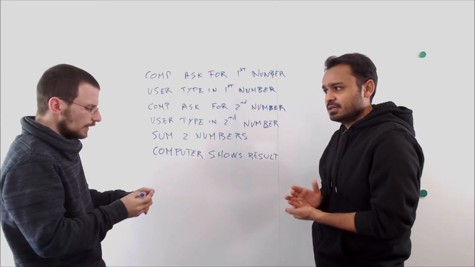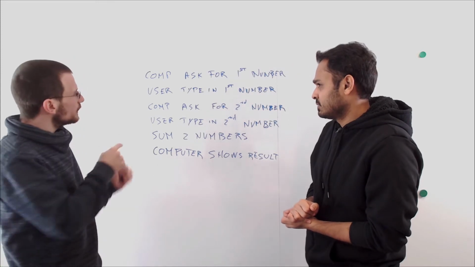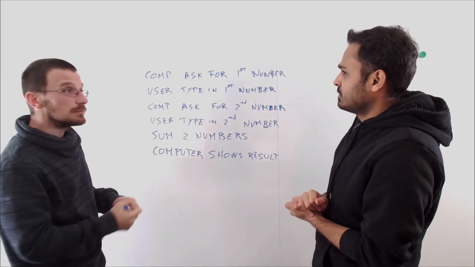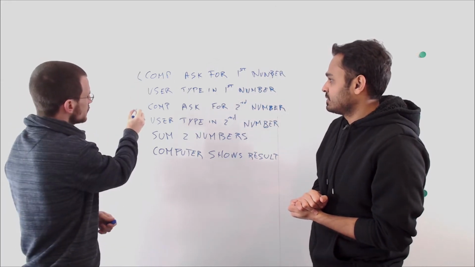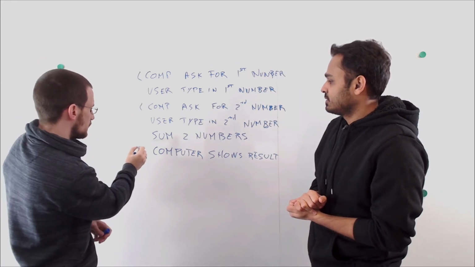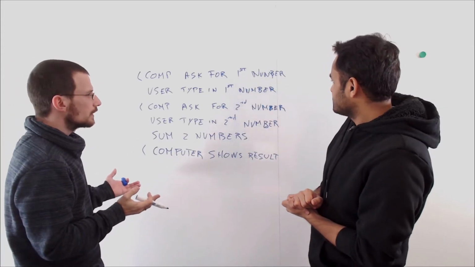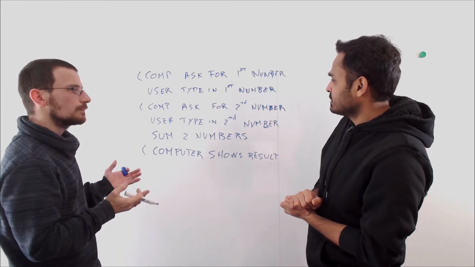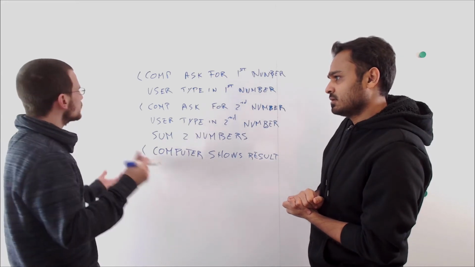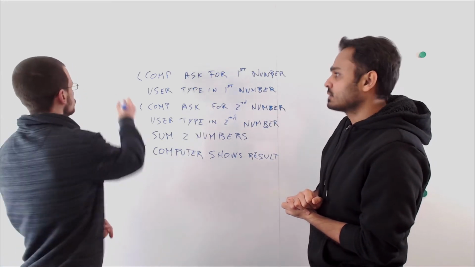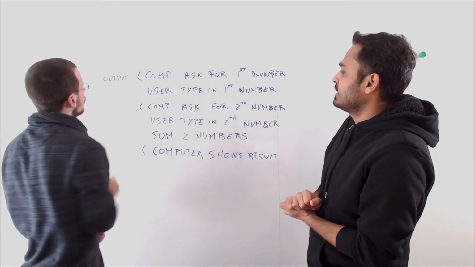So now the next step is pattern recognition. What do you mean by that? Well, we're going to try to identify similarities. For instance, here and here and here. What is common here? It seems like here the computer is asking something and showing something. Yeah, so it's what we're going to call an output. These are all outputs.